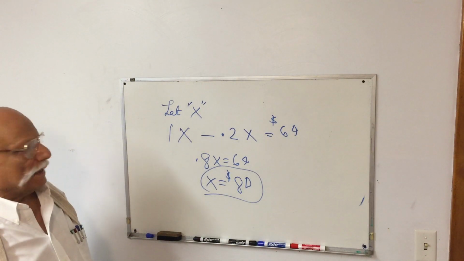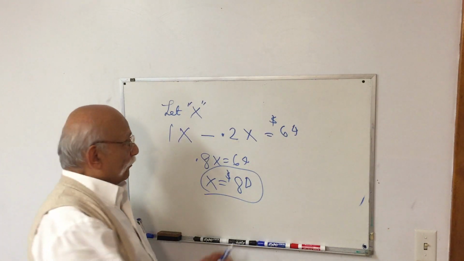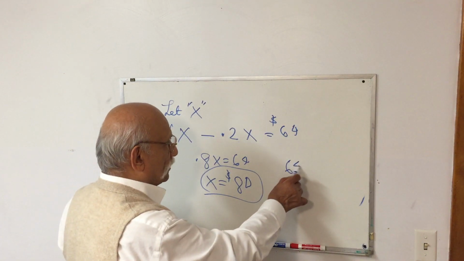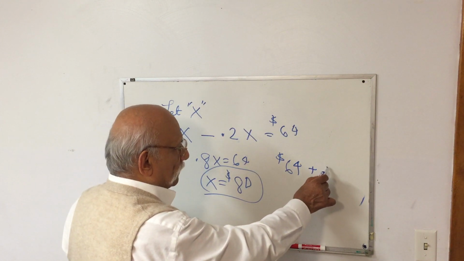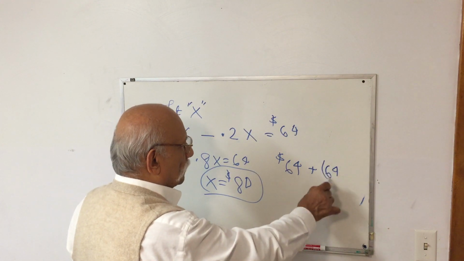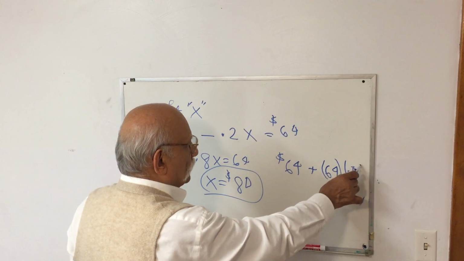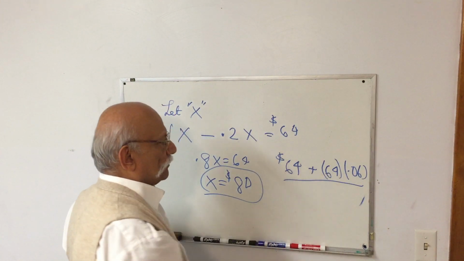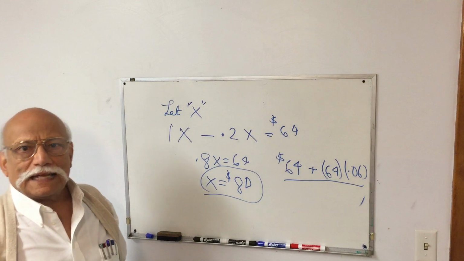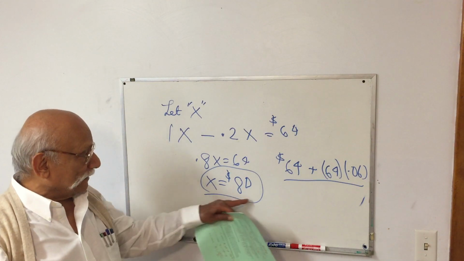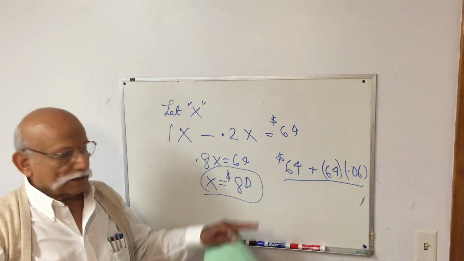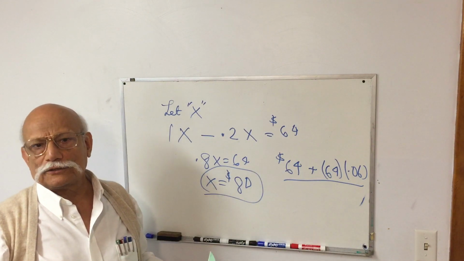And how much will you pay at the checkout? Well, first of all, you have to pay $64 for sure. And now you're going to pay tax on it. So it'll be 64 times 0.06, and whatever that comes to. Now some of you might ask, do I have to? It has nothing to do with the original price. It is the sale price on which you pay taxes.